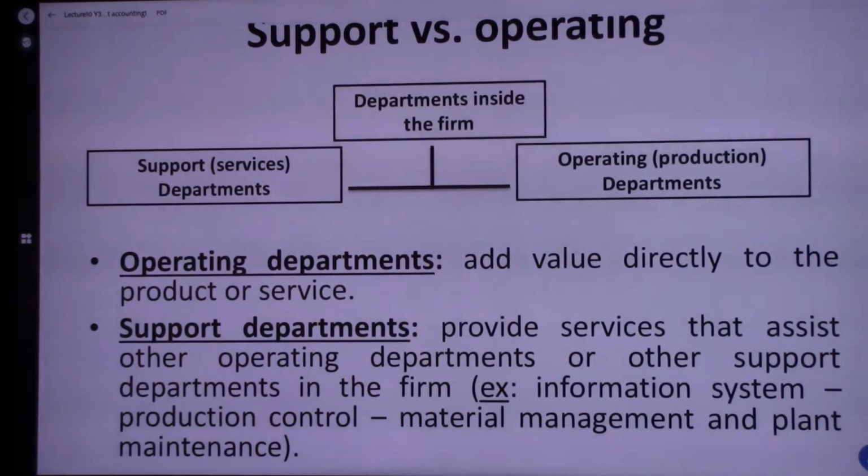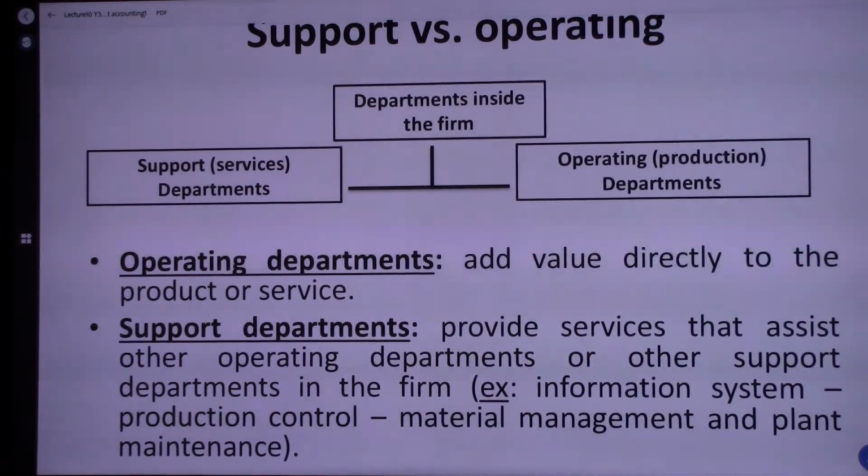Again, departments inside the firm are divided between supporting department and operating department. Operating departments are departments that add value to product directly, while supporting departments are departments that provide service or support operating departments in performing their main role. So, supporting departments will add value to the product indirectly. Like what? Like information system. Information system inside the firm doesn't add value to product directly.